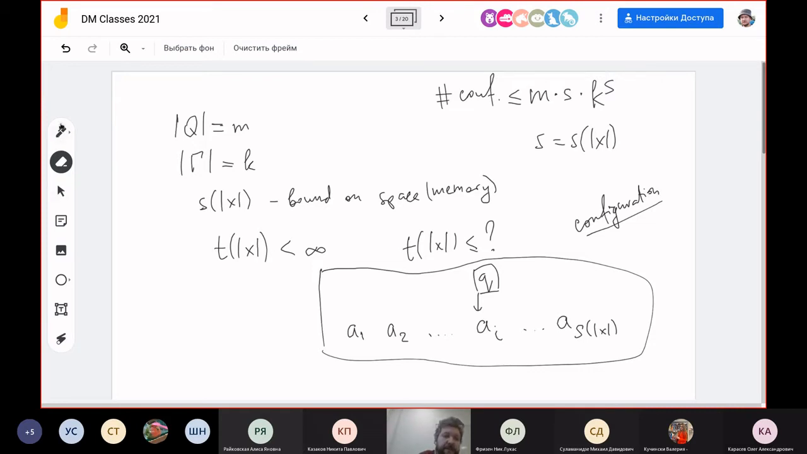So, why? Just because in order to define the configuration, we should first define the q, and this is the number of states, which is m. Then you define the place where you put it in, just one or two or three, is it here or this one, so this is S, and k to the power of S is just the possible state of memory, so you say that this is here. And now I claim that if T(x) is less than infinity, then T(x) is less or equal than this one.